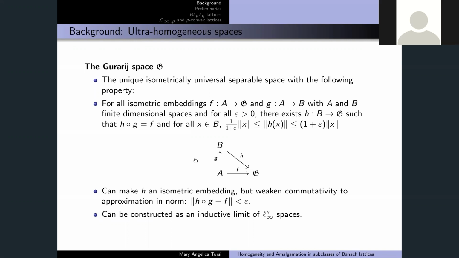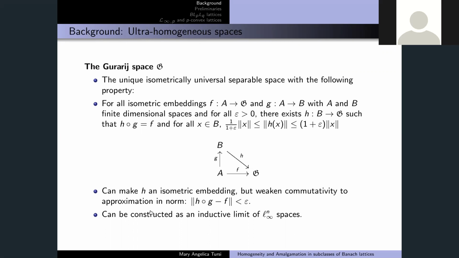And you can also embed B isometrically into G, but then you loosen up the commutativity requirements so that it's just an approximation in the norm. And it turns out that with the Gurariy space, if you have a space that has either one of these two homogeneity properties, you are linearly isometric to the Gurariy space. And so it's unique in being universal for separable Banach spaces and having either one of those two properties.